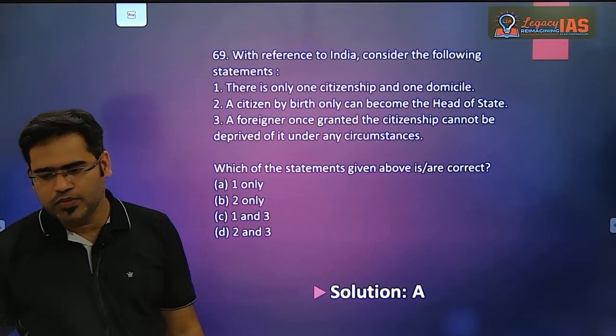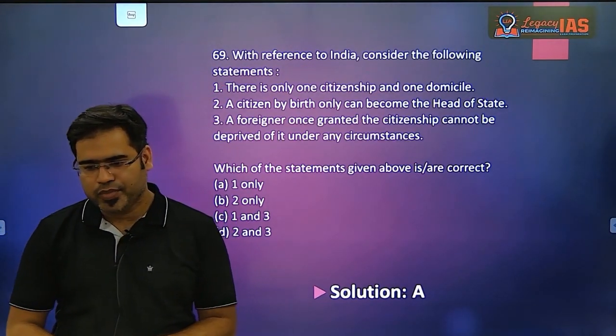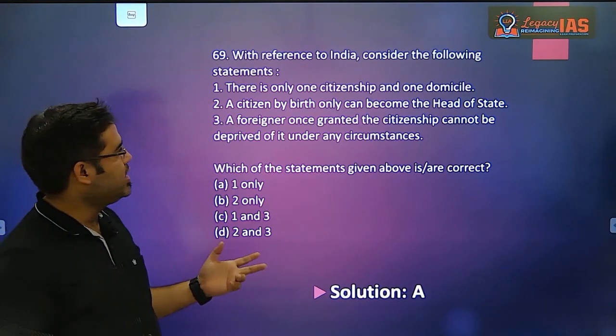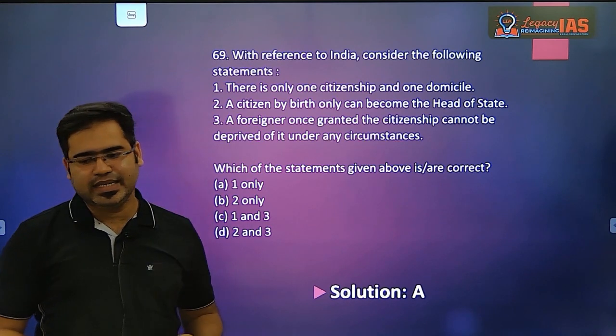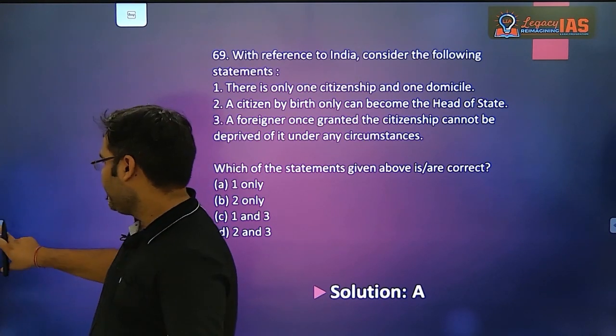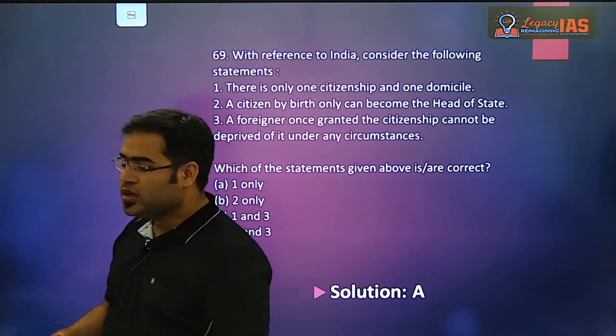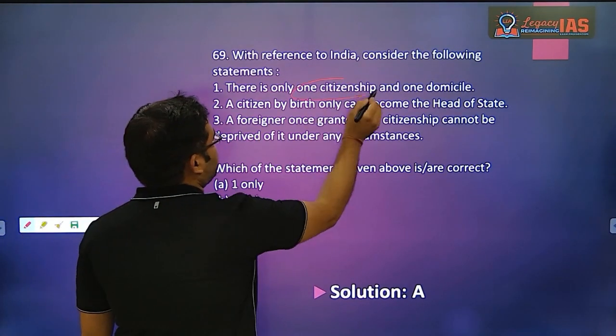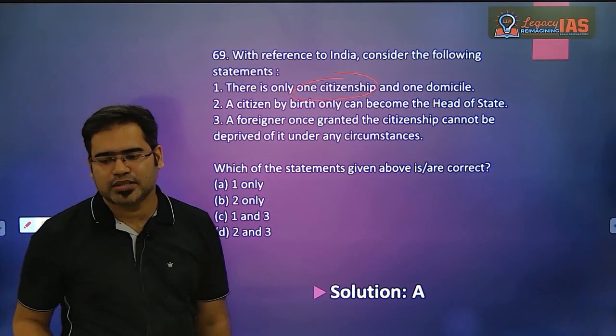Next we will move to question number 69. With reference to India, consider the following statements. The first statement given is: there is only one citizenship and one domicile. Again, one citizenship and one domicile. We are aware that we have only one citizenship, we do not have dual citizenship. So this statement can be correct.